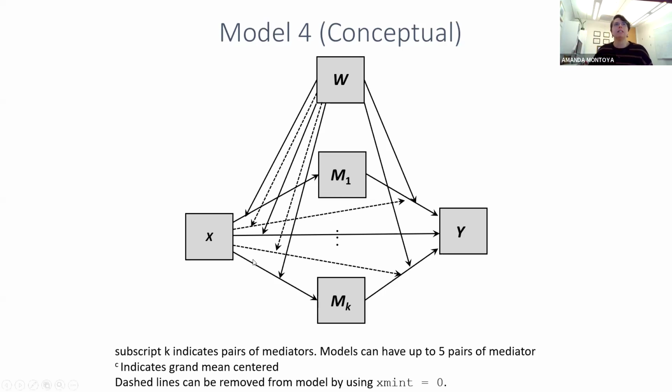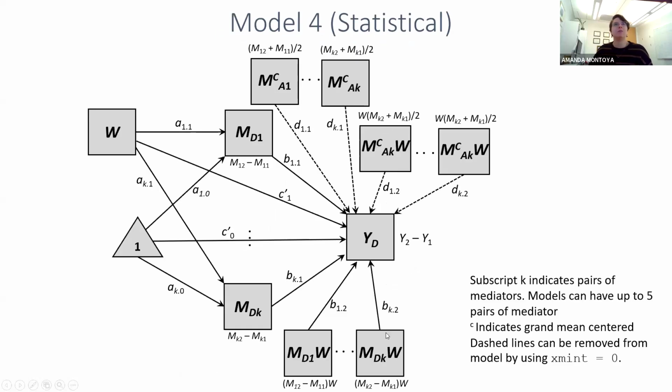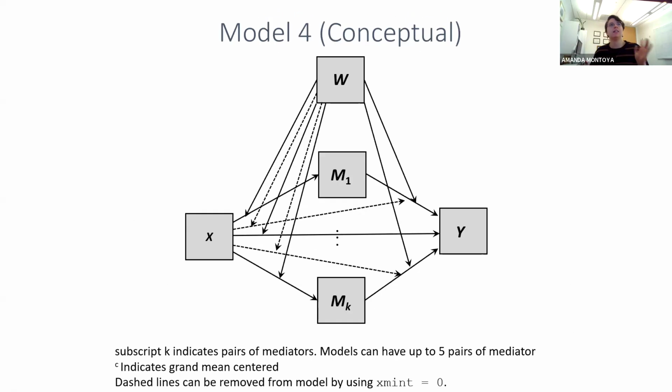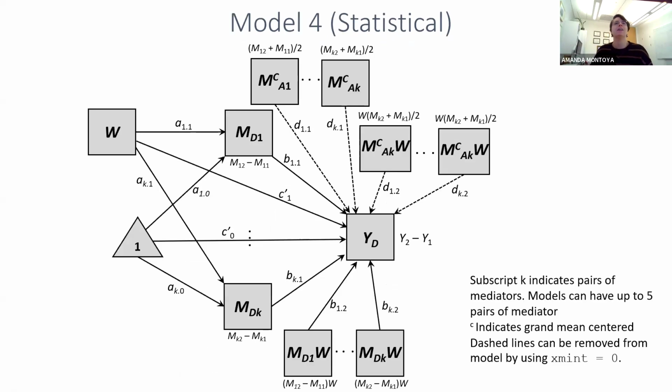And similarly here, if you wanted to remove the moderated X to M interactions, this is actually a 3-way interaction between X, M, and W. You can remove that using the XMint option. These statistical diagrams get really crazy when you have a lot of paths. If you don't have a lot of mediators, they'll get a little bit simpler. But again, just demonstrating that there are multiple ways to represent these models. If people want formal statistical diagrams, these are here. If you want more of the conceptual diagram, these are here. You can use whichever one you like.